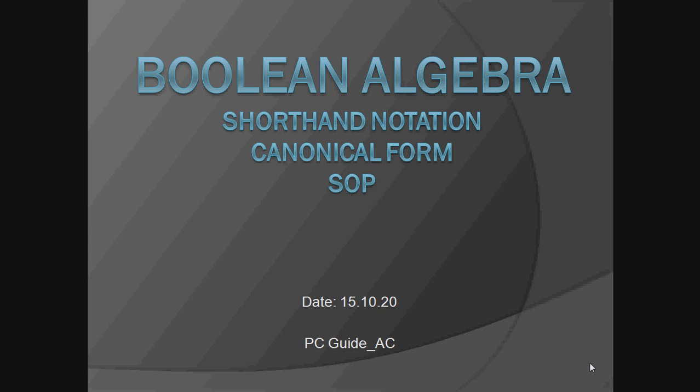Hello students, so we are continuing with the Boolean algebra chapter. In today's video we'll discuss what is shorthand notation, or what is canonical form, and the methods associated with the canonical form. So we'll be seeing one of the methods, that is SOP, sum of product form, right?